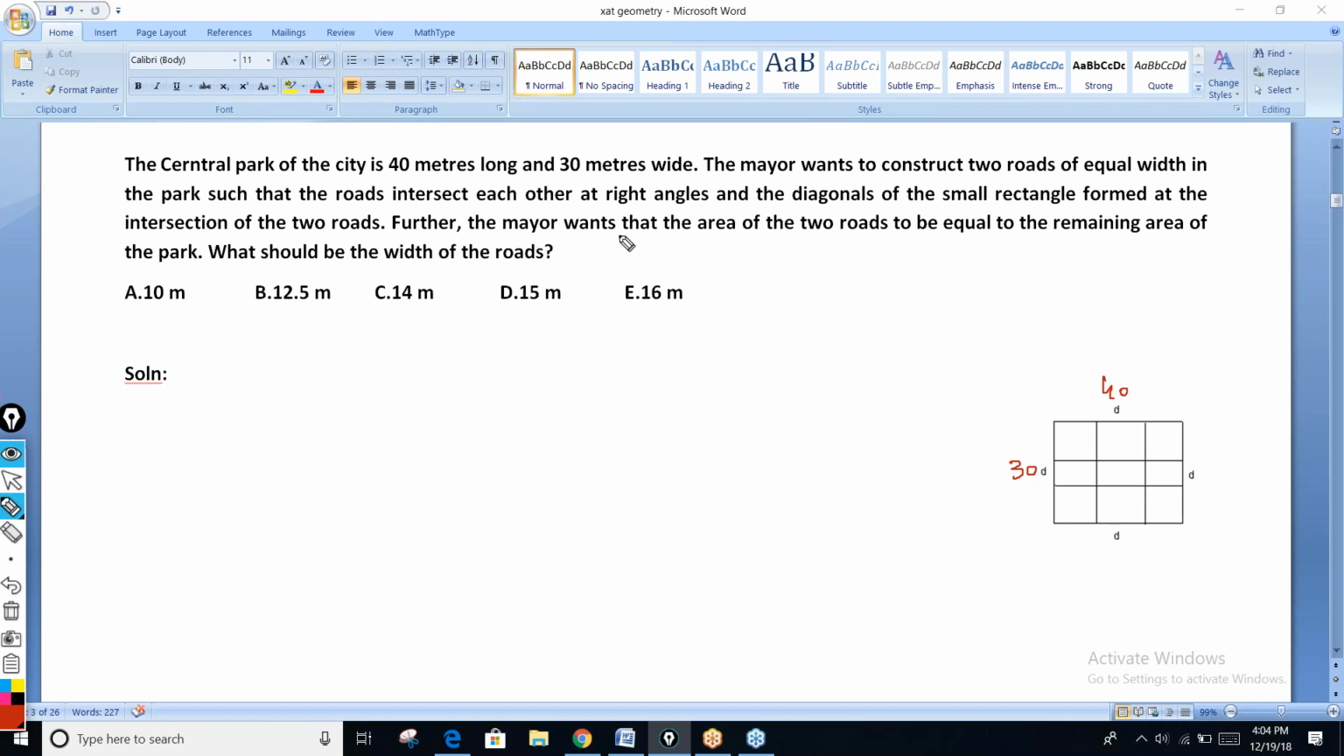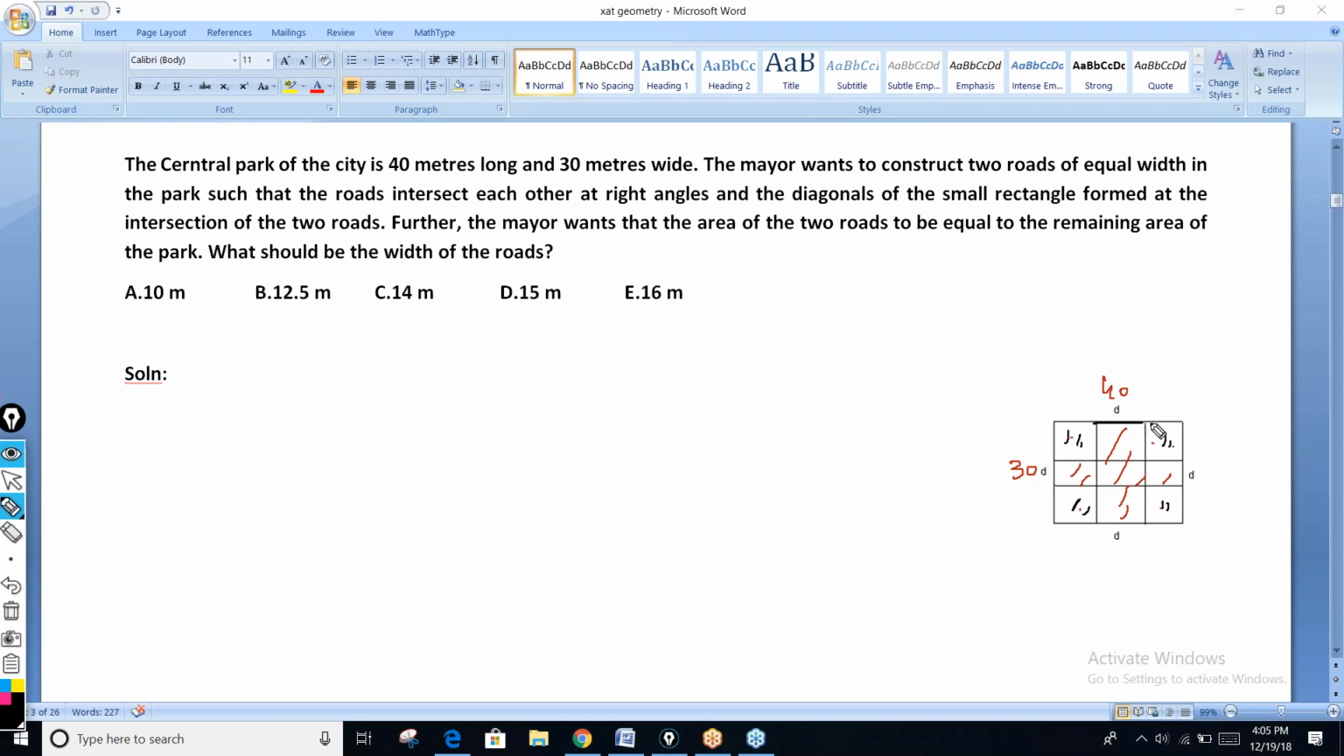Further, the mayor wants the area of the two roads, this road and this road, to be equal to the remaining area of the park. Now that is the question. What is the remaining area? Remaining area is this. The area of this road and this road is equal to the remaining area of the park. So basically the red part is equal to the black area.